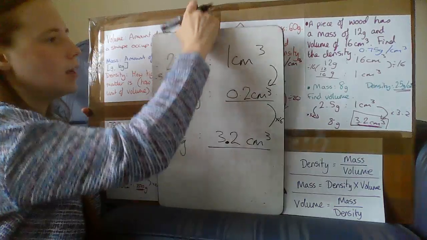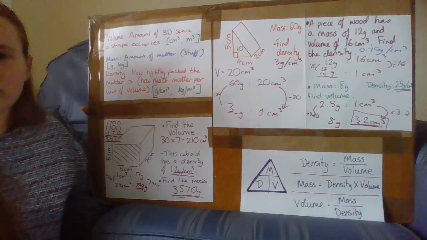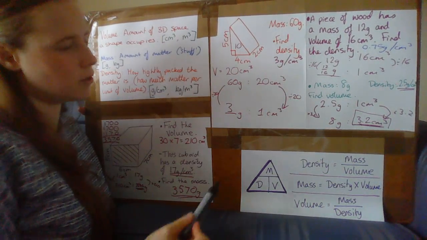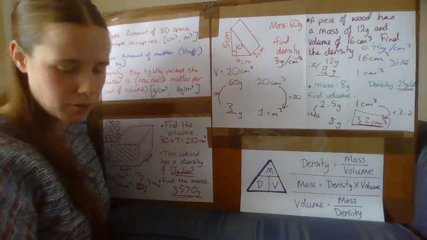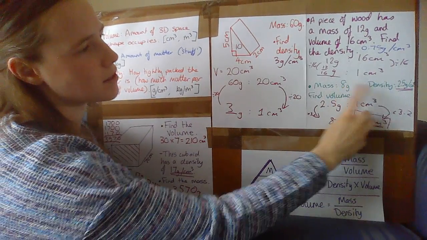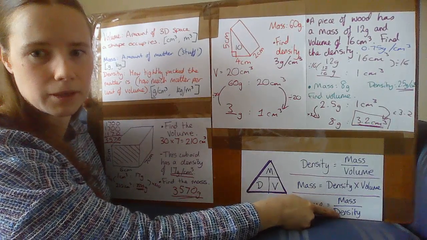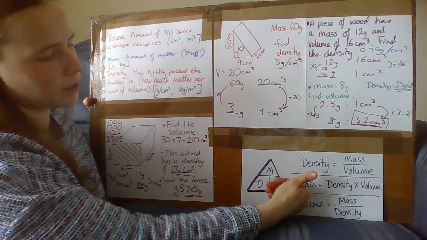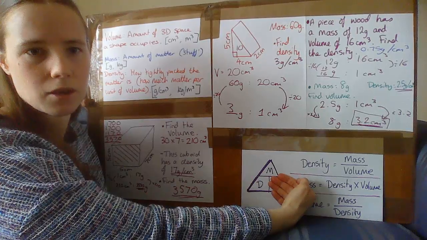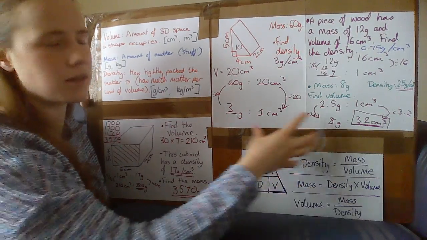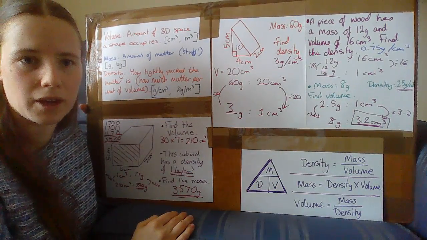You'll notice for this one that you can also use one of these sums instead if you prefer. So we've got mass and we've got density, and if we want volume, you can do mass divided by density. Or here, if we cover over volume, I can do mass over density. So whichever of those methods you prefer is absolutely fine.